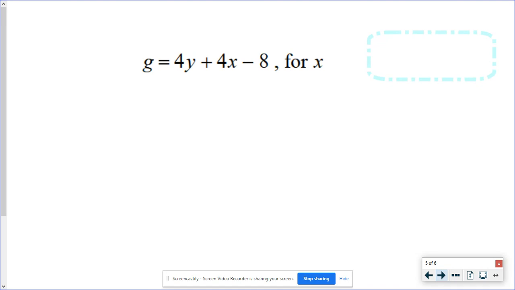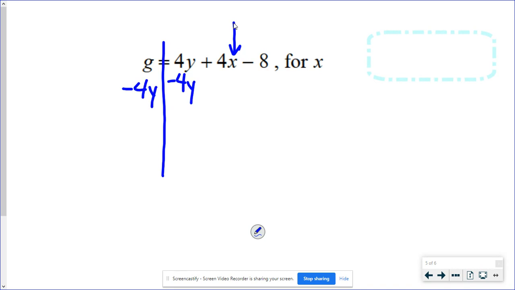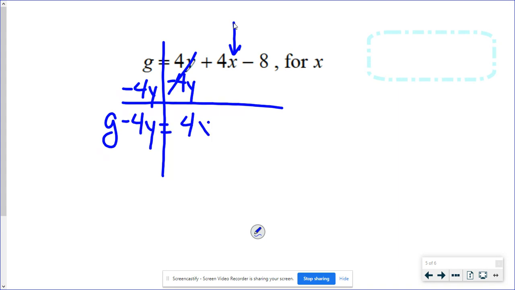Here's our last problem. I need the x to be by itself. And that's right here. And I'm going to take this one really nice and slow. We're going to do separate steps. The 4 that's with the x, that is the last thing that's going to go away. So let's start by getting rid of my 4y. And it's adding 4y or a positive 4y, so I would subtract 4y. So I would have g minus 4y equals 4x minus 8.